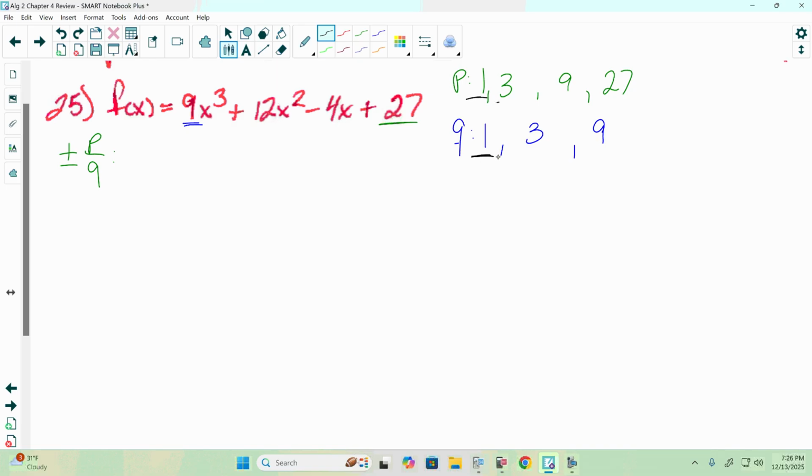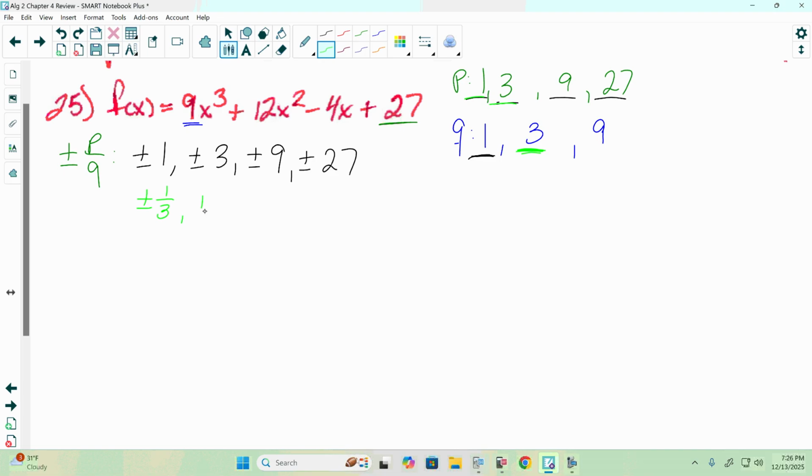So we're going to start off with 1 divided by 1, which is 1. 3 divided by 1 is 3. 9 divided by 1 is 9. And 27 divided by 1 is 27. Then we're going to move on and do the same thing with 3. We're going to have 1 over 3. 1 divided by 3 is 1/3. It doesn't reduce, so we have that there.